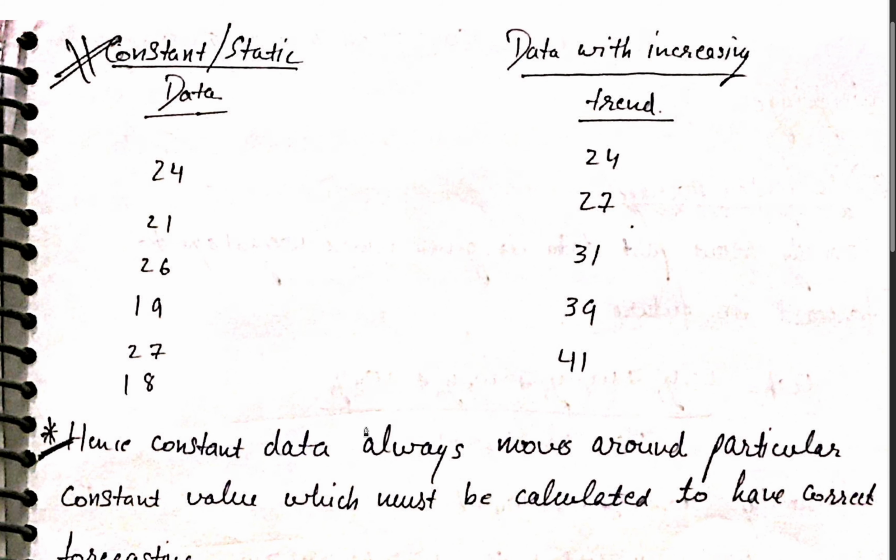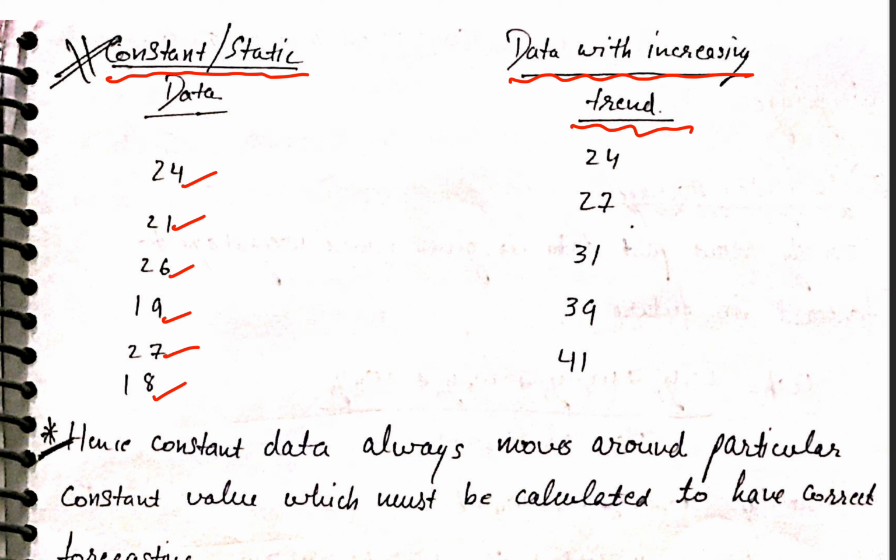So here on the left hand side I have constant data, or static data, and here I have data with increasing trend. Now how can we see that? We have 24, 21, 26, 19, 27, 18. You can see there is no particular trend in the data. The data is very randomized. We can't see that the data is increasing or decreasing in a certain fashion. So this is a static data, right?